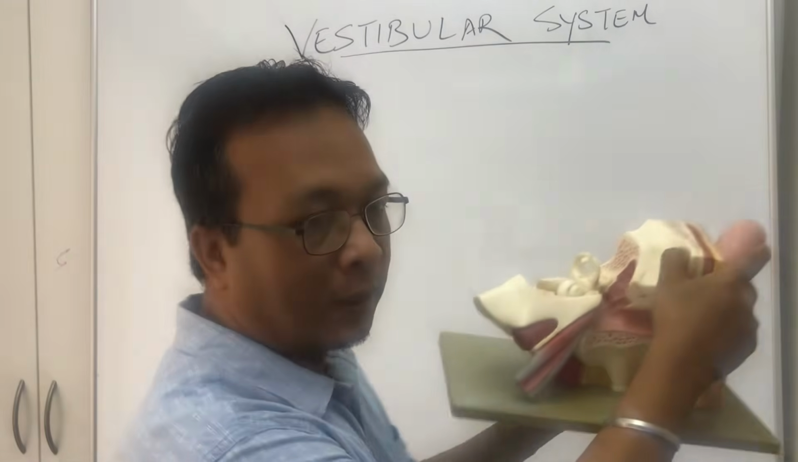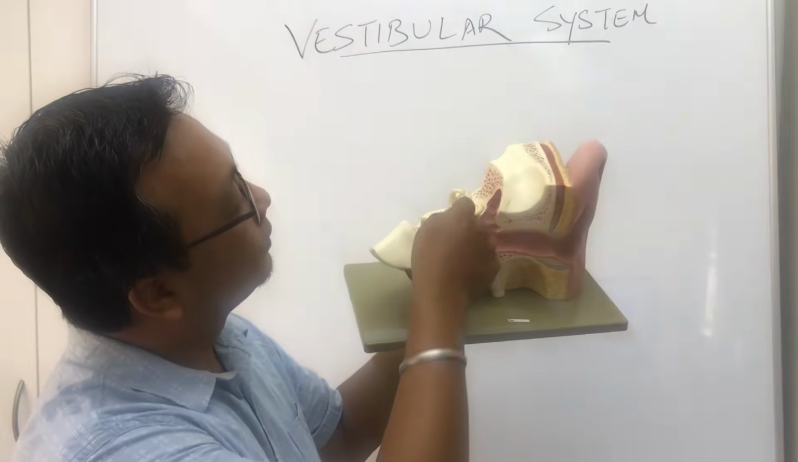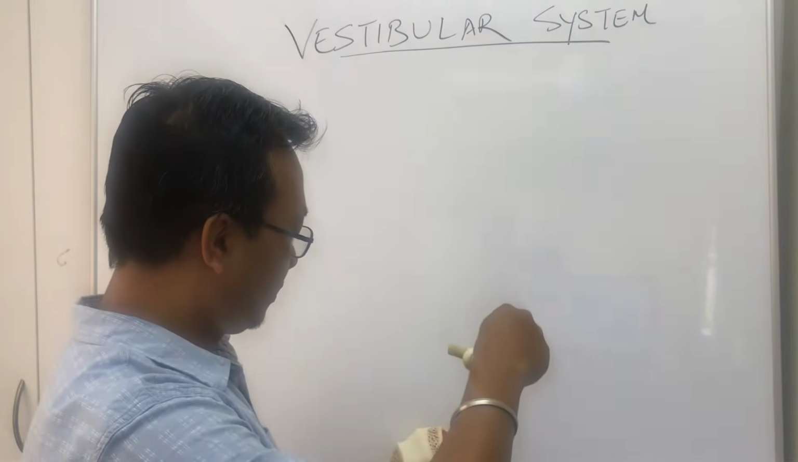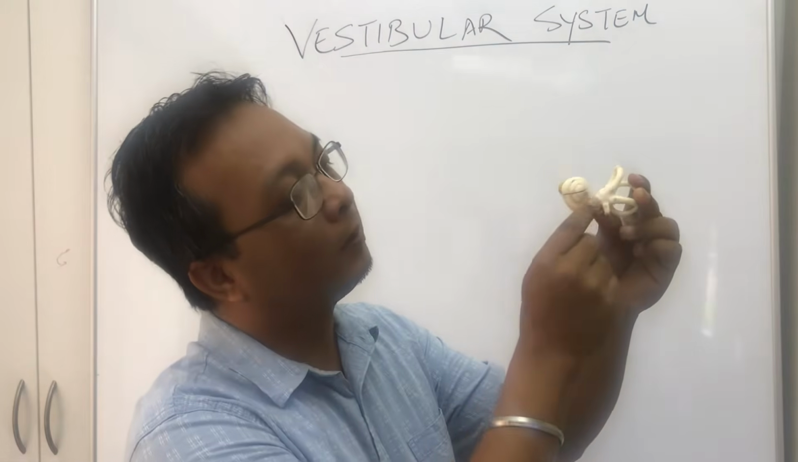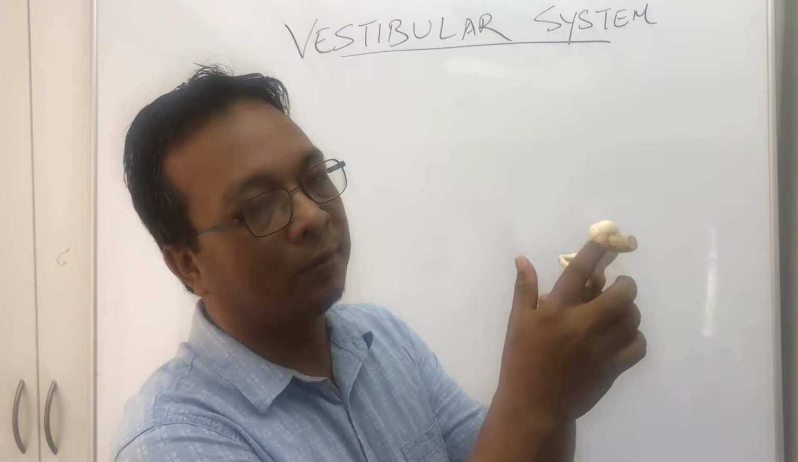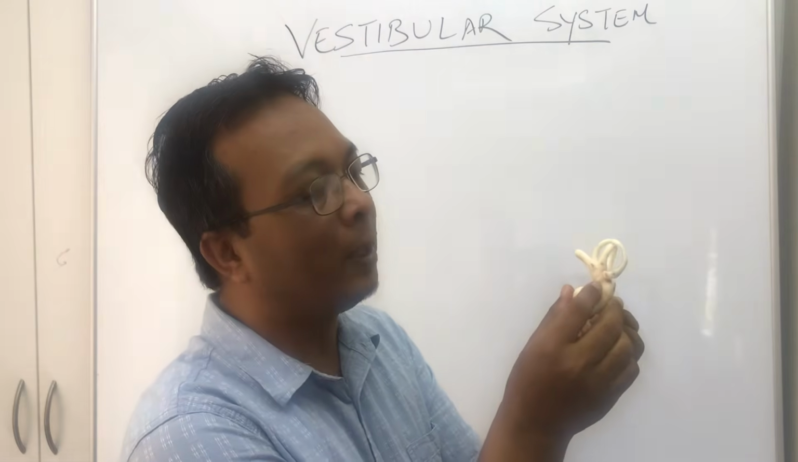And then as you go to the inner ear, this is the cochlea. Okay, I take the inner ear. As you go to the inner ear, this is the cochlea, 2.5 turns like a shell, connected with the cochlear nerve. And today we'll discuss the vestibular apparatus.